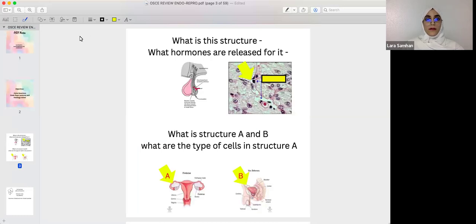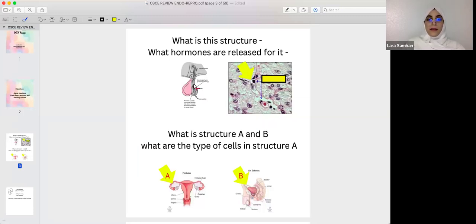In regards to our very first question, we have this gross picture and this histo picture. The question asks, what is this structure, which is basically this thing in the histology picture? What do you think this is? Any guesses? Okay, so basically this is called the Herring body.